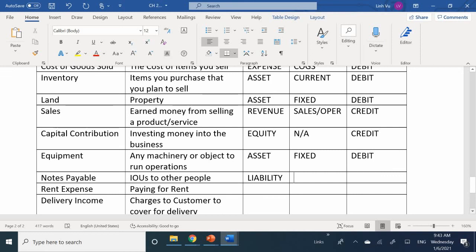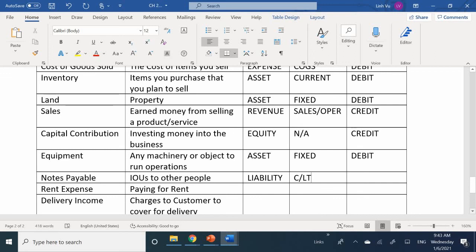Now, where would you say this is, a current or a long-term liability? Current liability. Okay, so Nilo says current. Yeah, it should be current. All right, so this one can actually be current or long term.